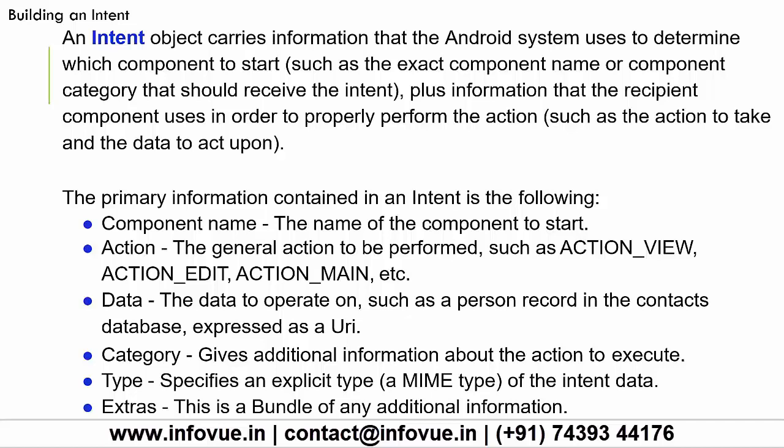The primary information contained in an intent is the following: component name, action, data, category, type, etc. Component name means the name of the component we are going to start, such as the camera or any other activity. Action: what action are we going to take using that intent? The general action to be performed, such as action view, action edit, action main, etc. Data is the data to operate on, such as a person record in the contact database expressed as a URI. Category gives additional information about the action to execute. Type specifies an explicit type of the intent data.